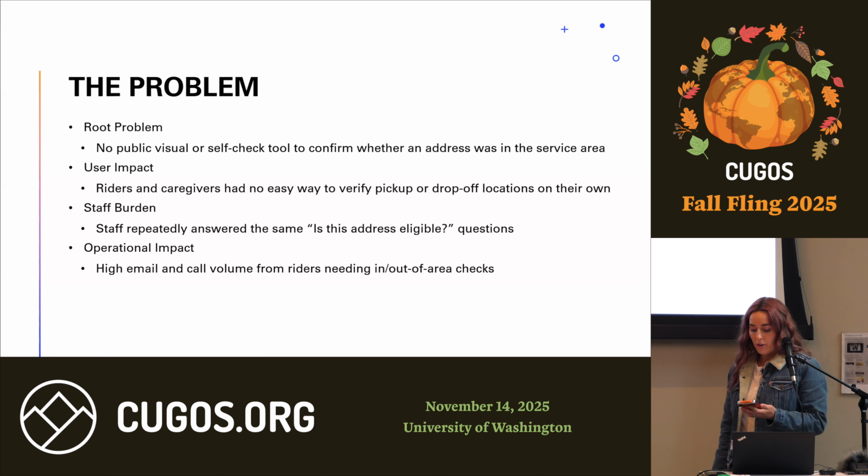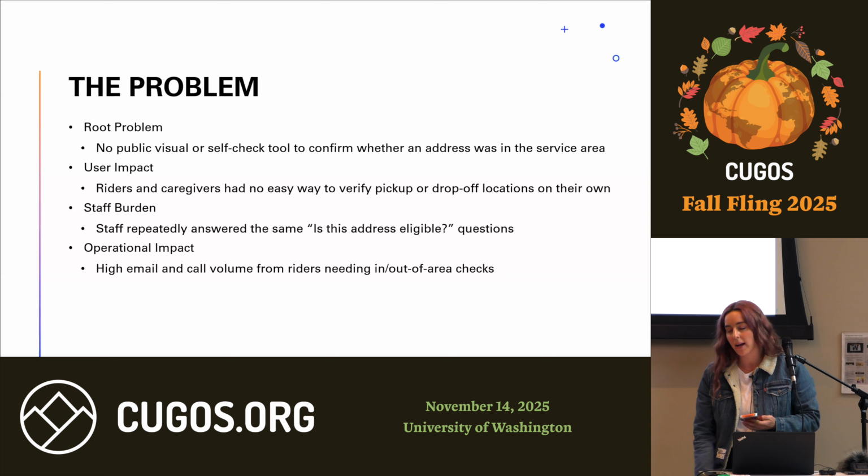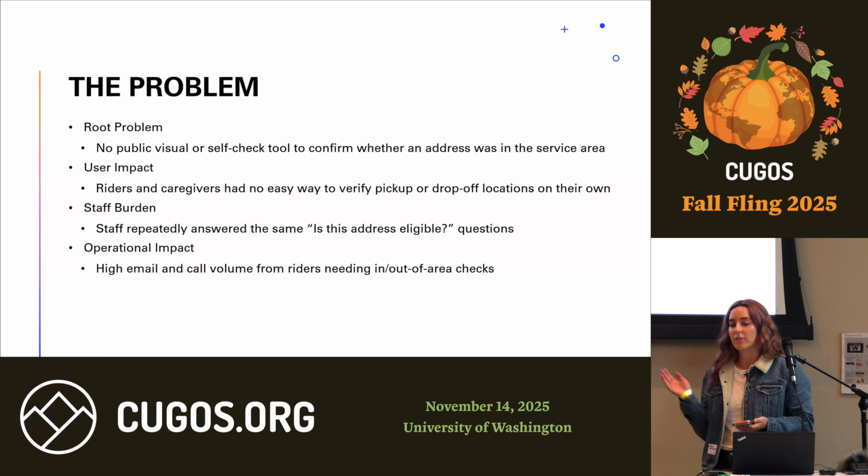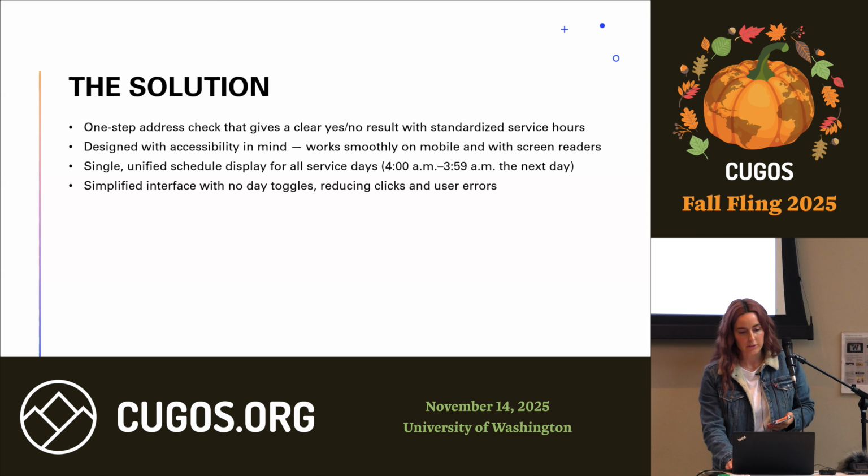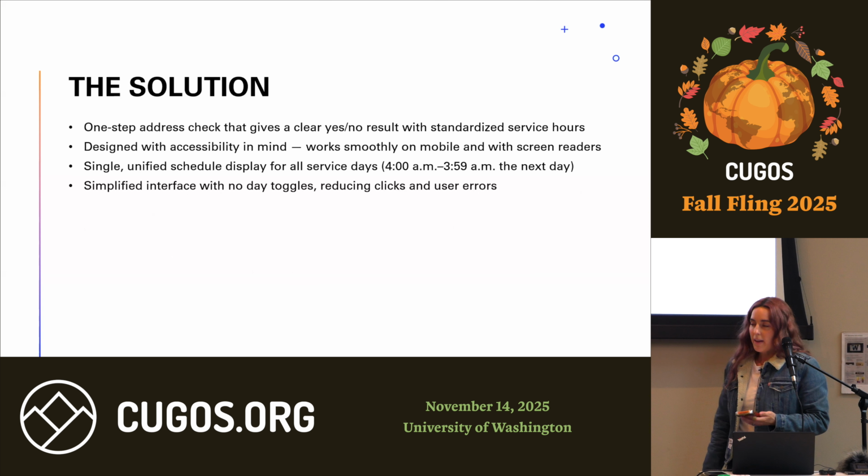And operationally, it created a high volume of calls and emails, when the tool that I created will give a simple yes or no. So to solve that, I built a one-step address tracker that gives a clear yes or no, along with standardized service hours. Accessibility was a priority from the start, so the map also works with screen readers and on mobile devices. I simplified the schedule so it has the weekday, Saturday, and Sunday service hours in one dialog box. This helped with user error and having a toggle on and off.